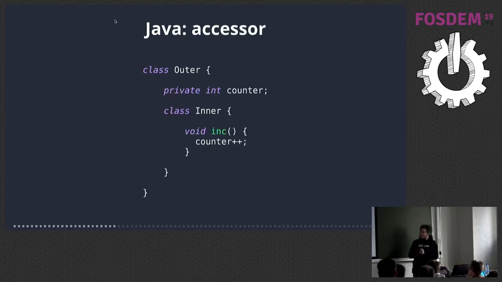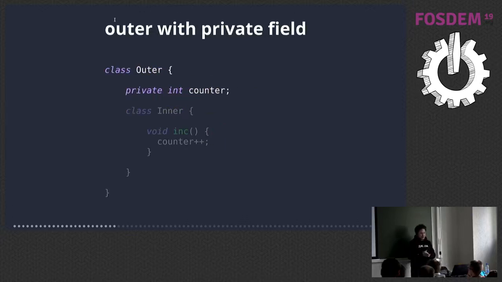Another example looks like this. We have an outer class, it has a private field.